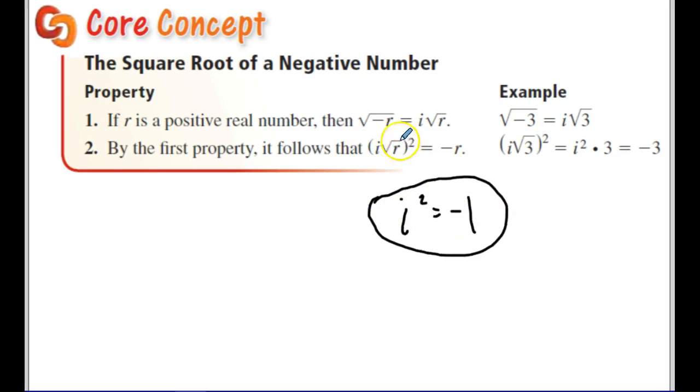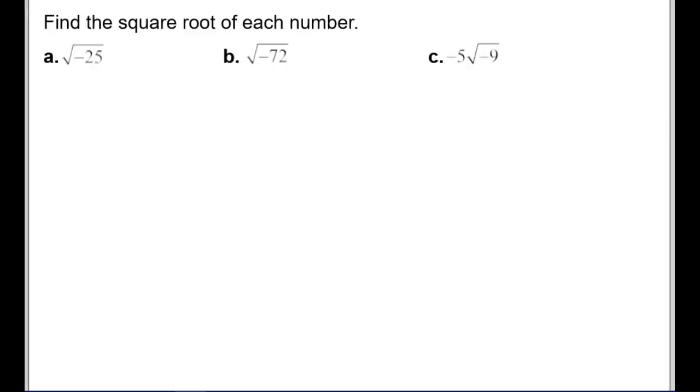So if I see something like this, since I'm multiplying, I can distribute that squared. So I end up with i squared times the square root of 3 squared, which is 3. So I end up with a negative 3. Big thing here, i squared equals negative 1. So find the square root of each number. First I see I'm taking the square root of a negative, so I'm going to pull out that imaginary number, and now I have the square root of 25. Well, I know what the square root of 25 is, so I've got 5i.